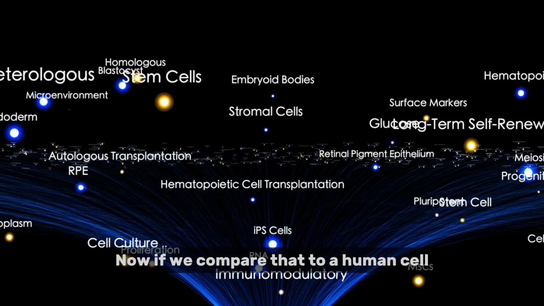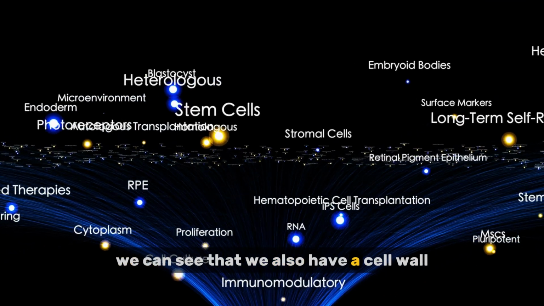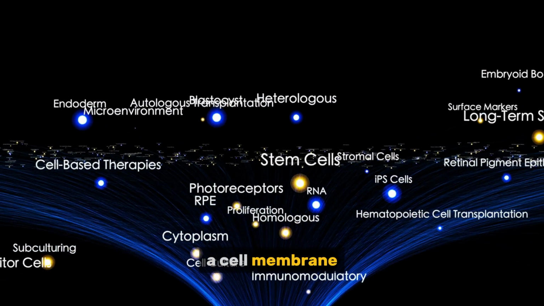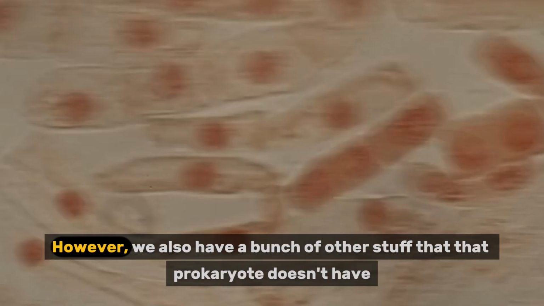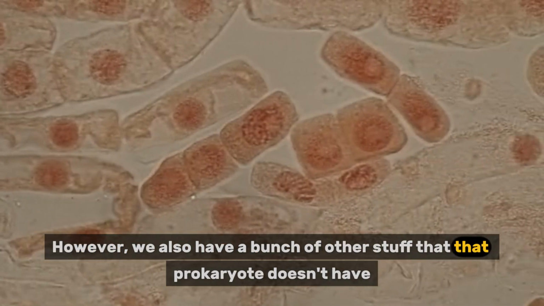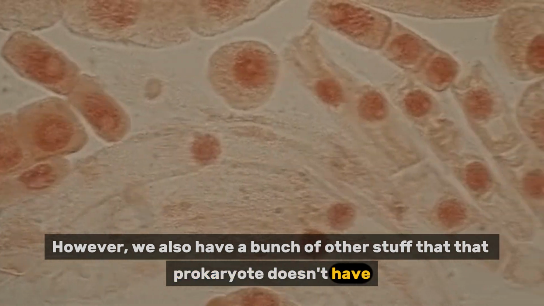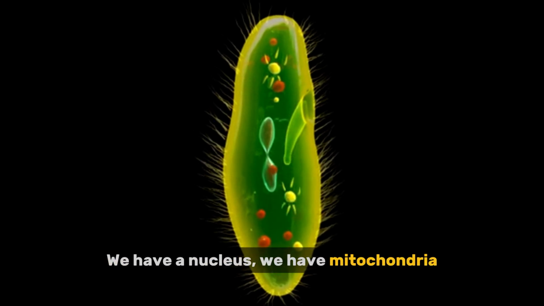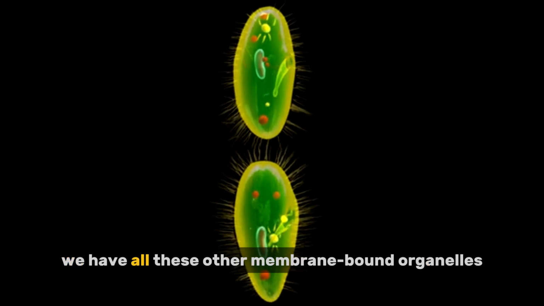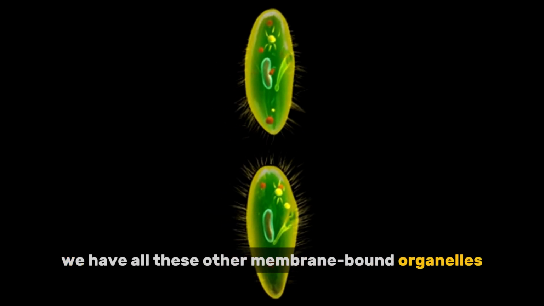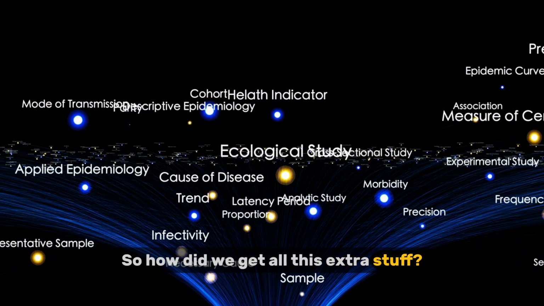Now, if we compare that to a human cell, we can see that we also have a cell wall, a cell membrane, cytoplasm, ribosomes, and genetic material. However, we also have a bunch of other stuff that a prokaryote doesn't have. We have a nucleus, we have mitochondria, we have chloroplasts, if we're a plant. We have all these other membrane-bound organelles. So how do we get all this extra stuff?